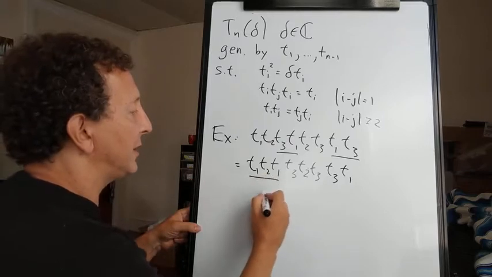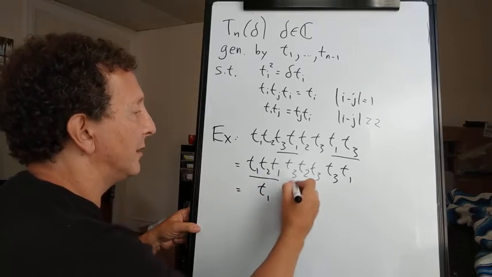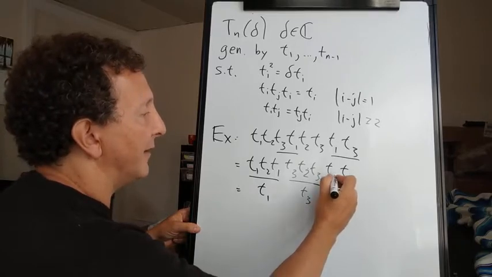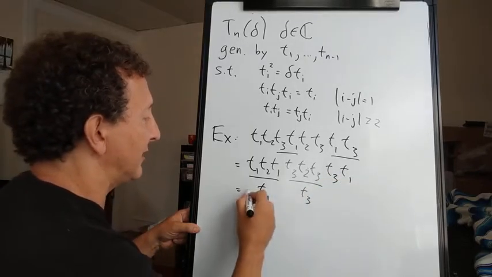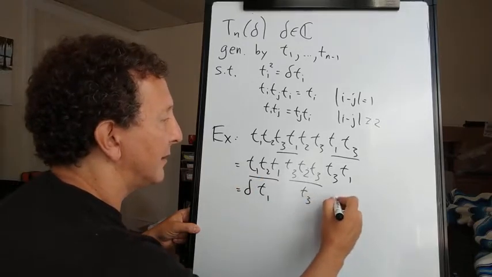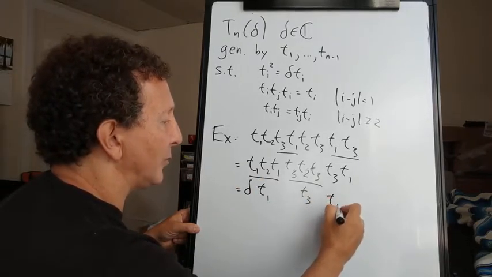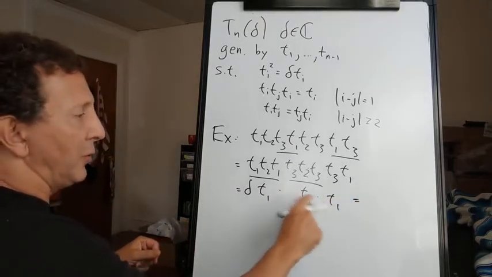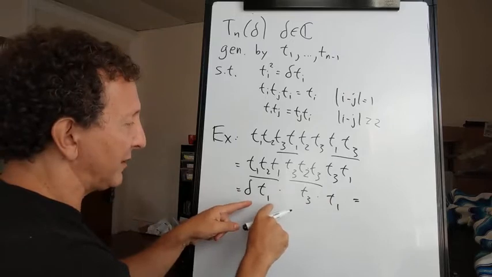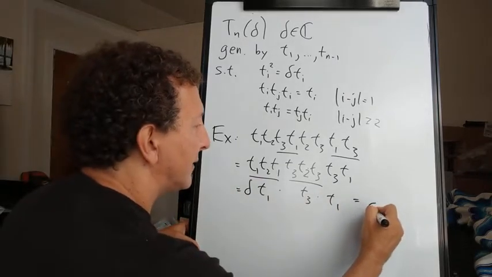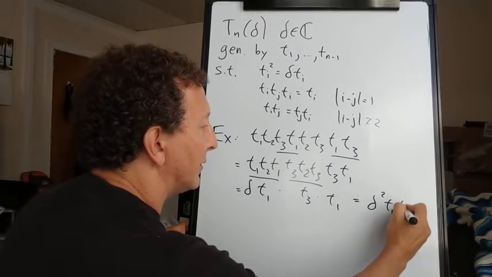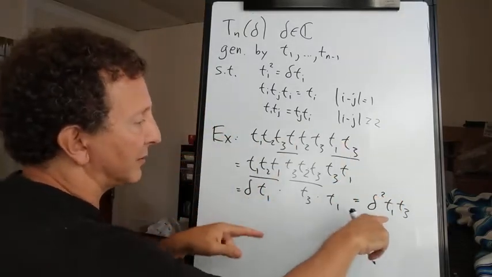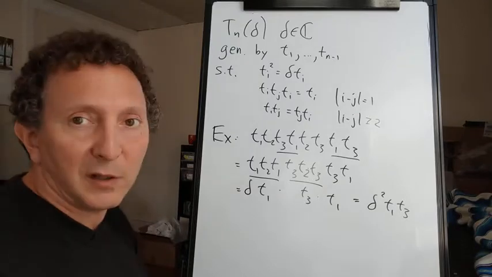Okay, now this becomes just t1, and this becomes just t3, and then this t3 next to that t3 just creates a delta, so I'll write this, and then t1. But t1 and t3 commute, so we can put the two t1s next to each other and get a delta squared t1 t3. So this whole big monomial simplified down to delta squared t1 t3.